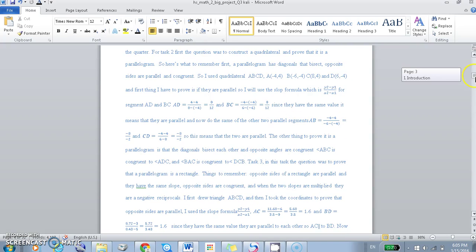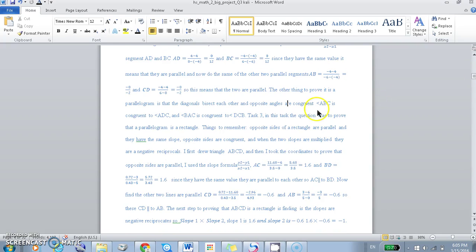In task 3, we have to prove that a parallelogram is a rectangle. The things to remember are that the opposite sides of a rectangle are parallel and have the same slope, opposite sides are congruent, and when two slopes are multiplied, they are negative reciprocals. First I drew the rectangle. It says triangle here, but it's supposed to be rectangle ABCD.